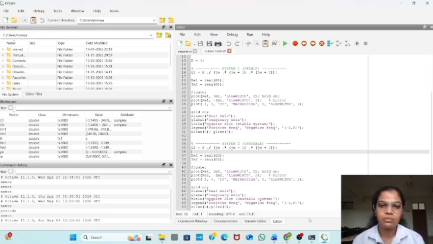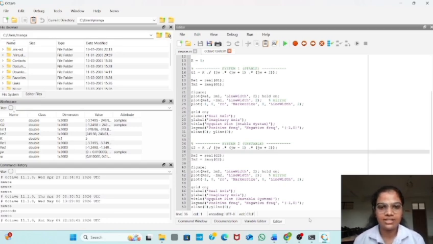Title 'Nyquist plot unstable system'. This command gives the title for the unstable system Nyquist plot. Legend: positive frequency, negative frequency, -1 to 0. This line adds the legend to identify the positive frequency curve, negative frequency curve, and critical point.